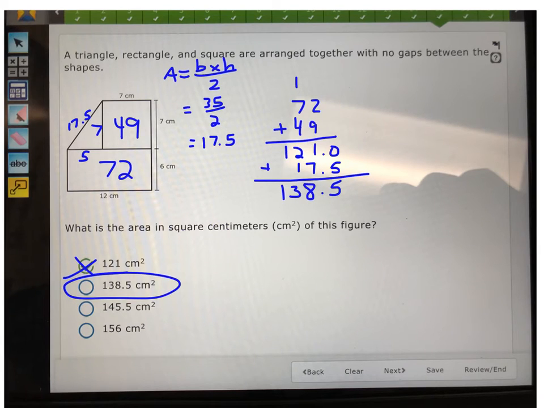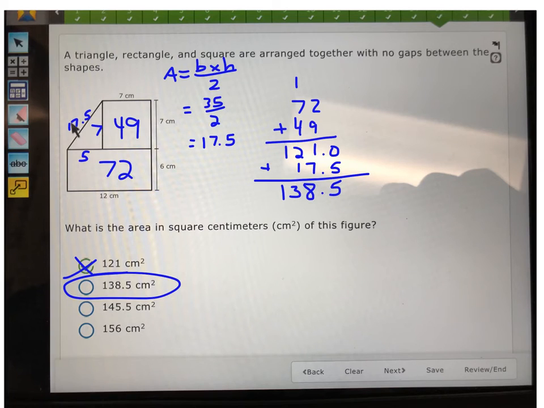So this question needs you to understand how to find the area of rectangles as well as find the area of a triangle. A triangle's area is base times height divided by 2. So we know the base is 5. We know the height is 7 because of the opposite sides rule of a square and the 12 minus 7.